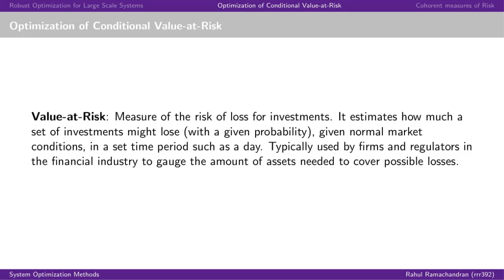Now we move on to the second one. The paper that we will discuss today is called Optimization of Conditional Value at Risk. It is a measure of risk of loss in investments. The time period is set and the market conditions are assumed to be standard. The most popular application is when big firms use this to gauge the amount of assets they have to cover potential losses.